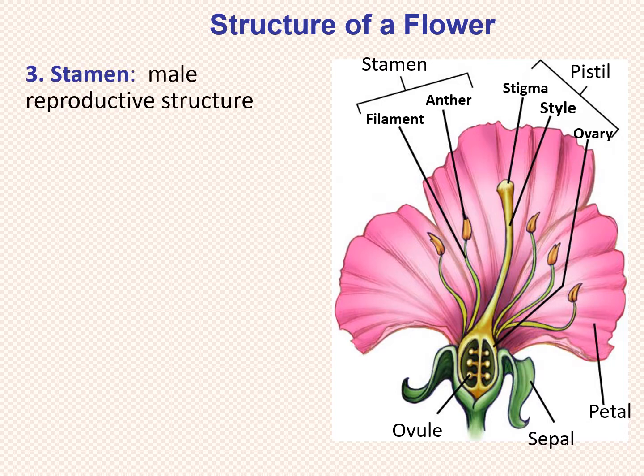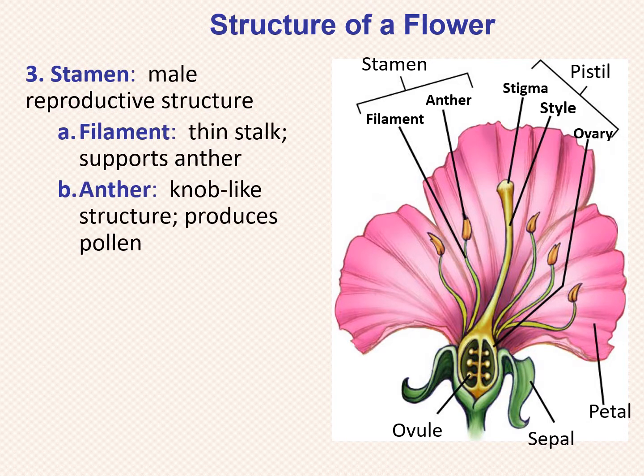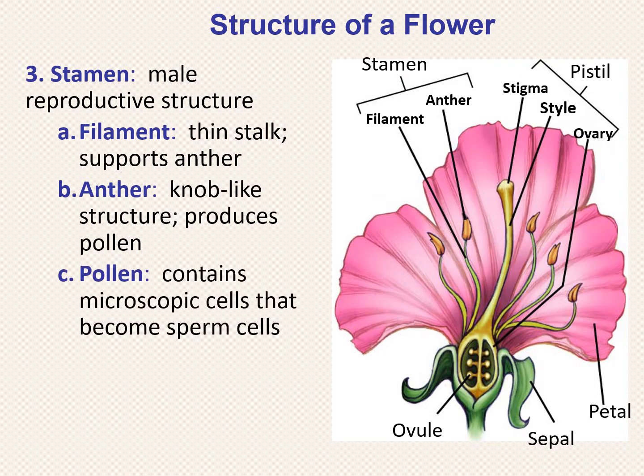And the next whorl is the stamen, which contains filament and anther and pollen. Filament is a thin stalk that supports the anther. Anther is a knob-like structure that produces the pollen, and the pollen contains microscopic cells that become sperms. See, this is the structure of the filament and this is the anther. So the entire structure is the stamen.